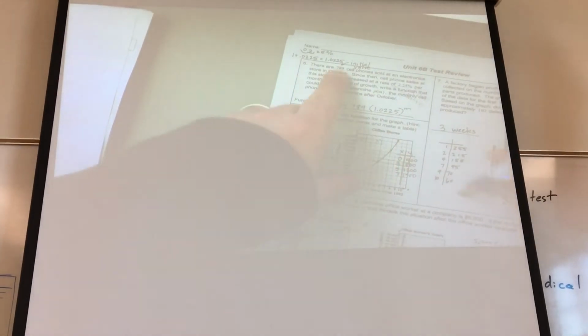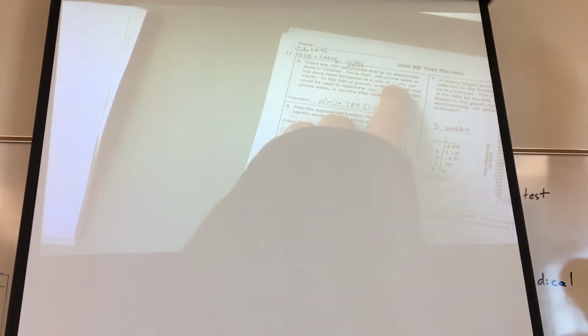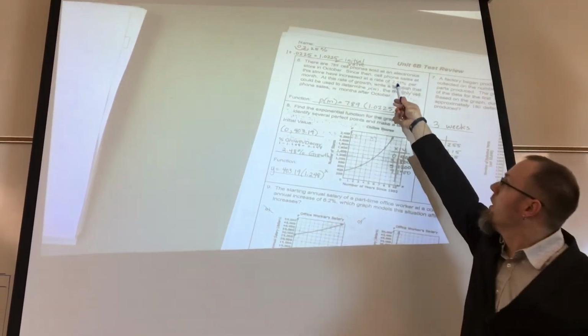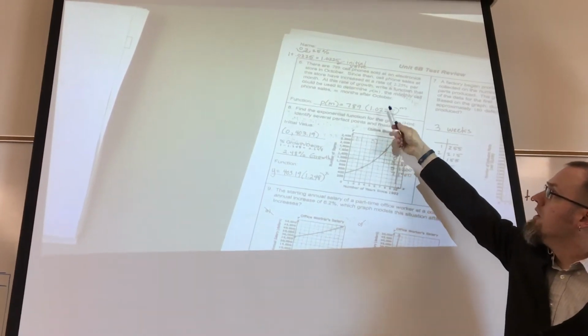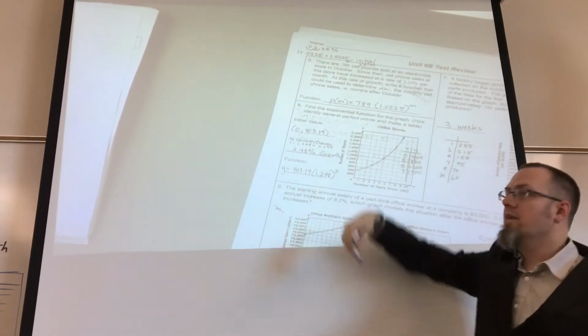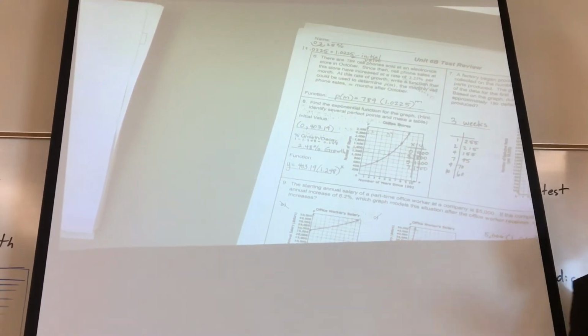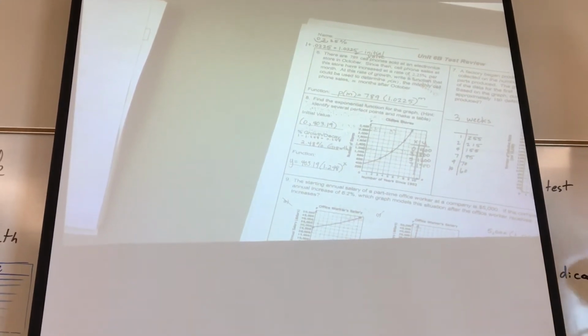On number 6, 789 cell phones, 2.25%. That means if I have the percent, I'm going the other way with the decimal, 1, 2. So it'd be 1.0225. I multiply that by that number of cell phones, it'll keep giving me the next month.